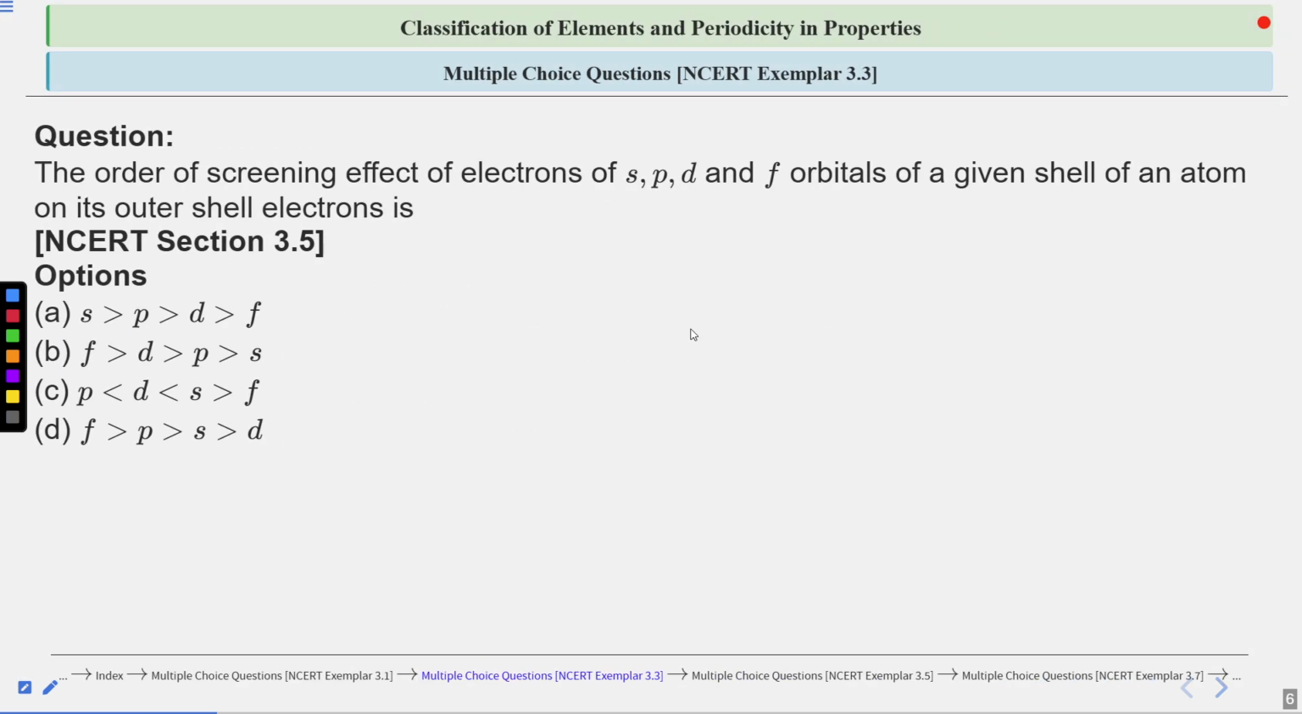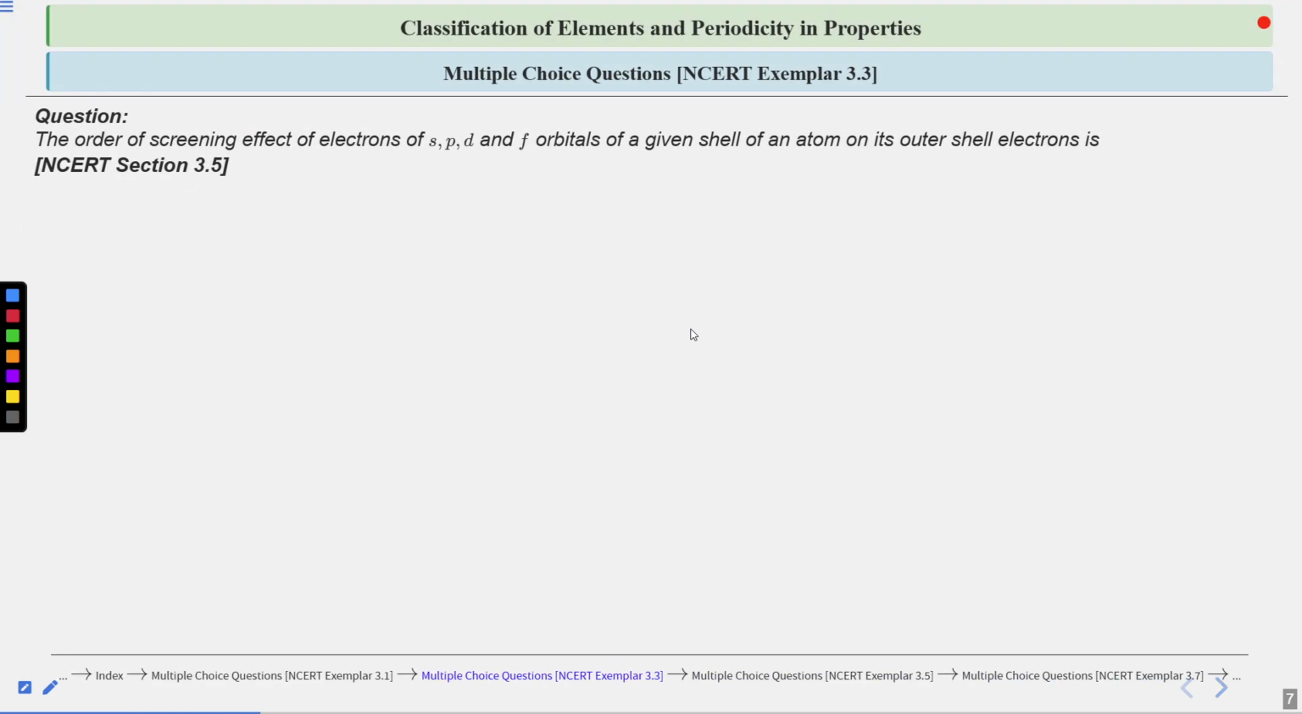Our next question: the order of screening effect of electrons of s, p, d and f orbitals of a given shell of an atom on its outer shell electron is. So 4 sequences are given here. Your time to solve this question starts now. You have to arrange all these subshells in the decreasing order of screening effect. So your time is up. The correct answer will be option A.